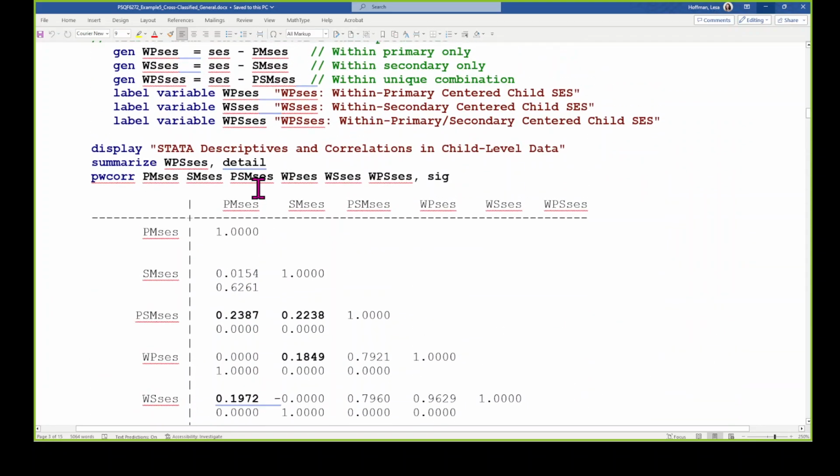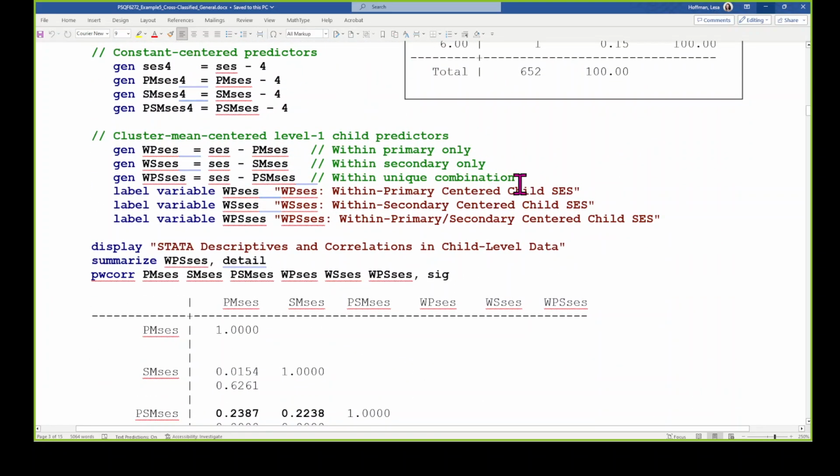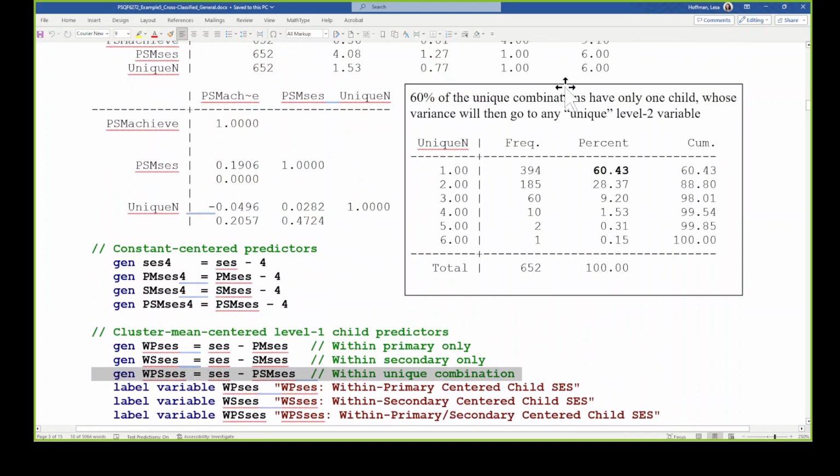And when it comes to level 1 predictors, I have a unique version of the level 1 predictor that I created that renders it orthogonal to both the primary school and the secondary school by centering it at the mean for each unique combination. So just remember, in this data set, we have an additional complexity that there are up to 6 individual children nested within each unique combination of primary crossed with secondary. That means that we have the potential to isolate what looks like an interaction random effect beyond just the standard type of random effect.